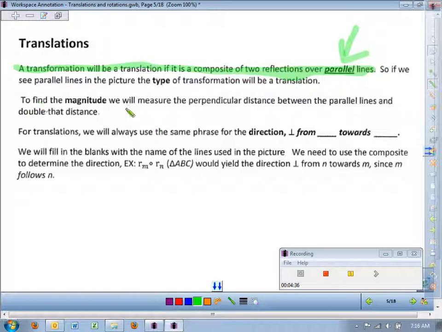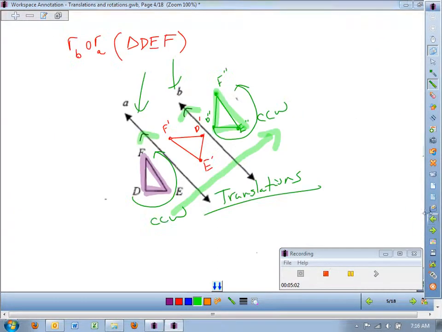To find the magnitude, we'll measure the perpendicular distance between the parallel lines and double it. Let's just highlight this first. We're going to do our highlighting first, and then we'll kind of explain. The reason why you want to measure the distance between the parallel lines and double it is because how many reflections did we do?